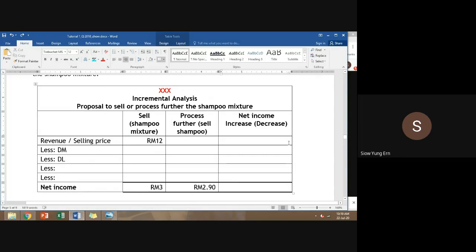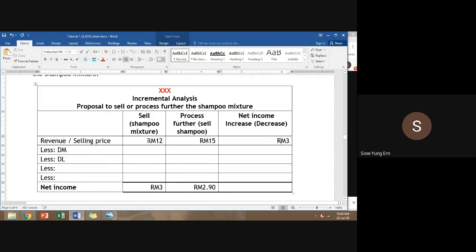First one, revenue. What do you get, Wenjia? Revenue. This one is 15. So what do you get? Correct, 3 ringgit. So how do you get 3 ringgit? You compare 12 ringgit and then it increased to 15 ringgit. Do you see? 12 ringgit increased to 15 ringgit. So when revenue increases, net income also increases. So positive figure.